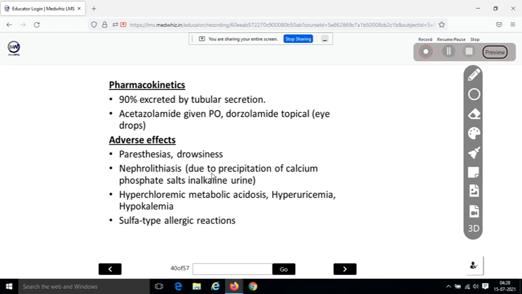Renal excretion of citrate may also decline with chronic use. Calcium salts are relatively insoluble in alkaline pH, which means that the potential for renal stone formation from these salts is more. That's how it causes precipitation of calcium phosphate in alkaline urine, which is responsible for nephrolithiasis.